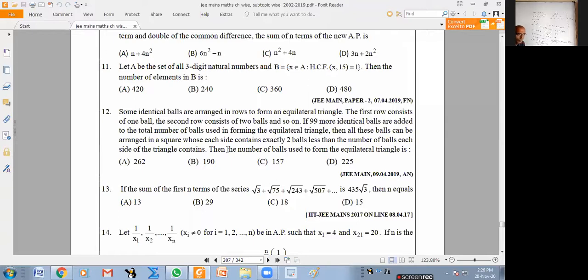11 to 1, sir. 11. Let A be the set of all three-digit natural numbers where x and 15 should not have any common factor. Okay. That means the number should not be a multiple of 3, should not be a multiple of 5. How many elements are there?